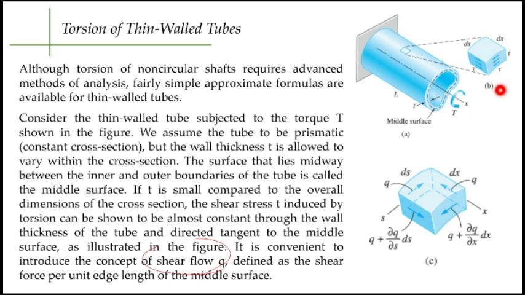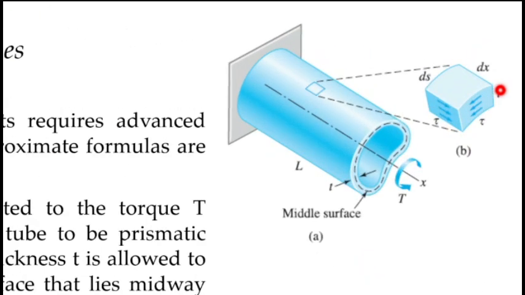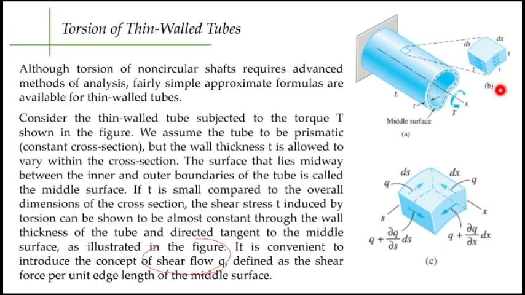Now, the surface that lies midway between the inner and outer boundaries of the tube is called the middle surface. This one, the dotted line, that's the middle surface. If t is small compared to the overall dimensions of the cross-section, the shear stress, sorry, this should be tau, induced by the torsion can be shown to be almost constant through the wall thickness of the tube and directed tangent to the middle surface.